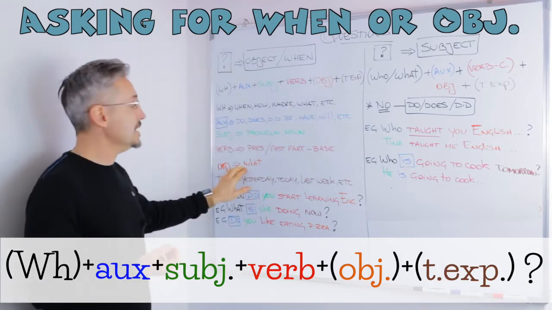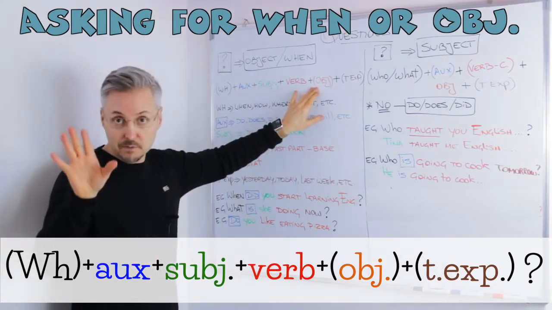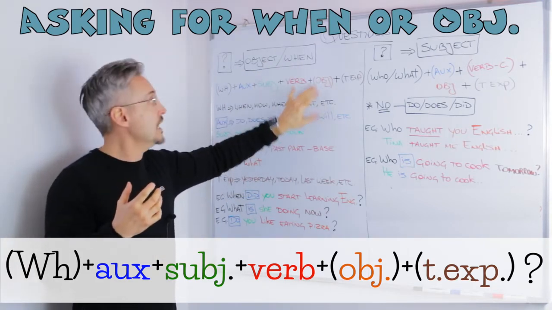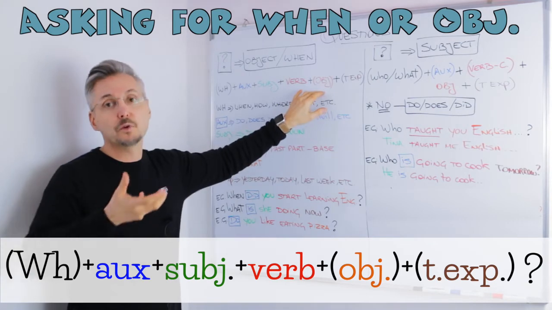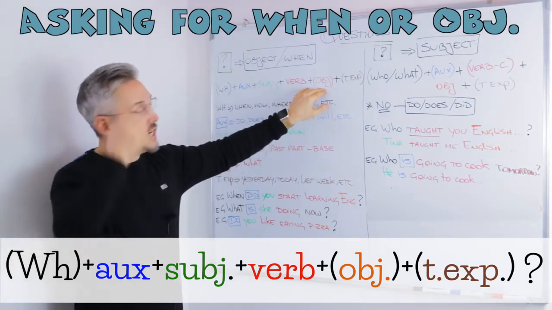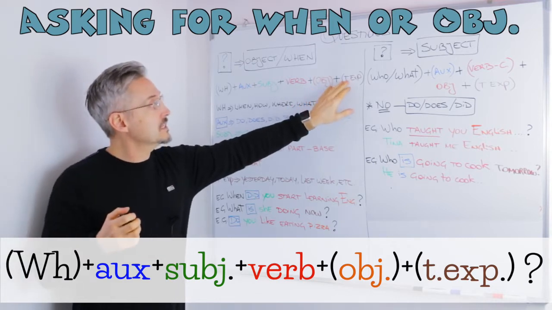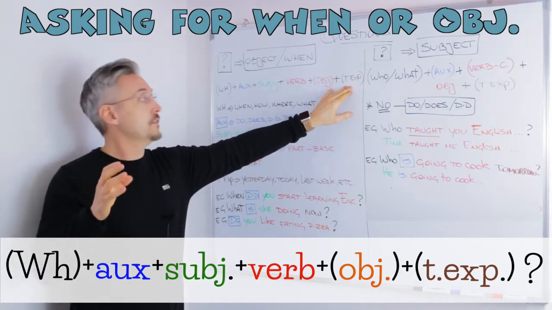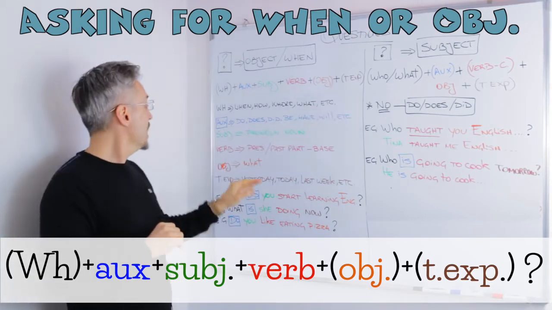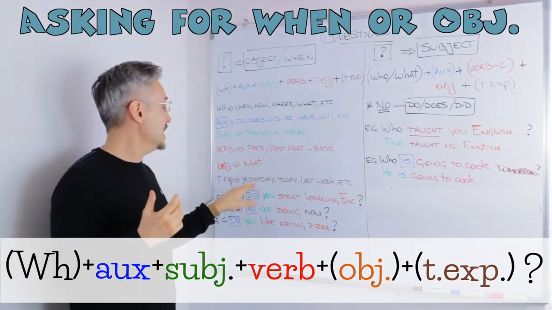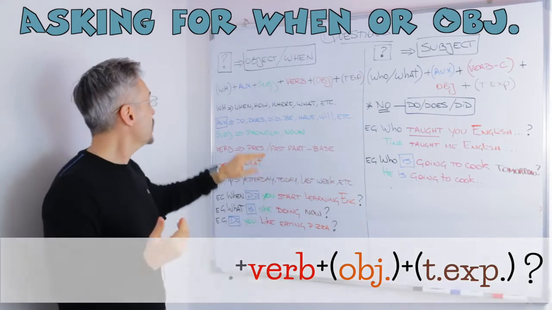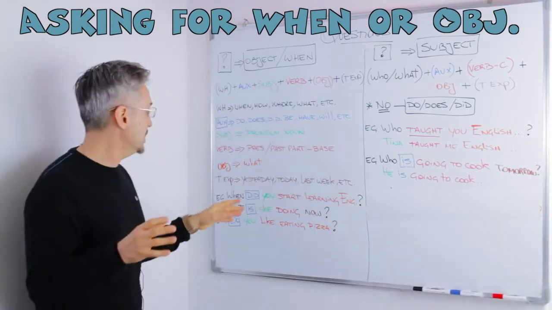Then we need the object, sometimes. If we ask for when, we need the object. If we ask for the object, obviously we don't write the object in the question. So, the object sometimes, and then the time expression, if we ask for the object. The time expression could be yesterday, today, last week, last month, etc. So I'm going to give you an example of this.